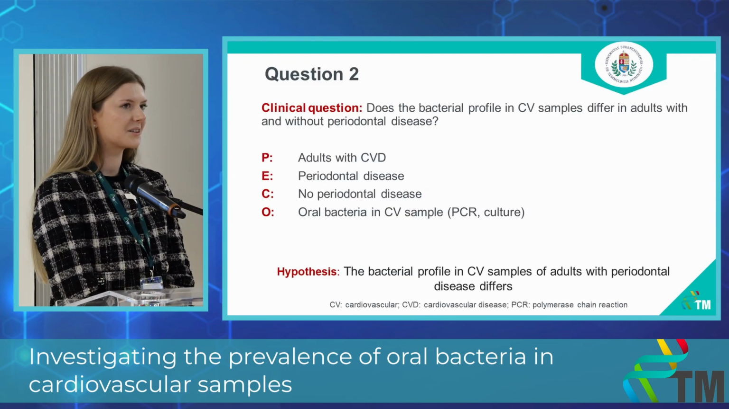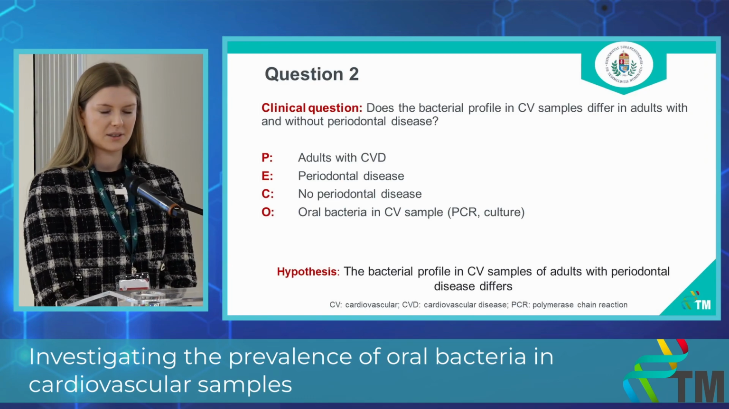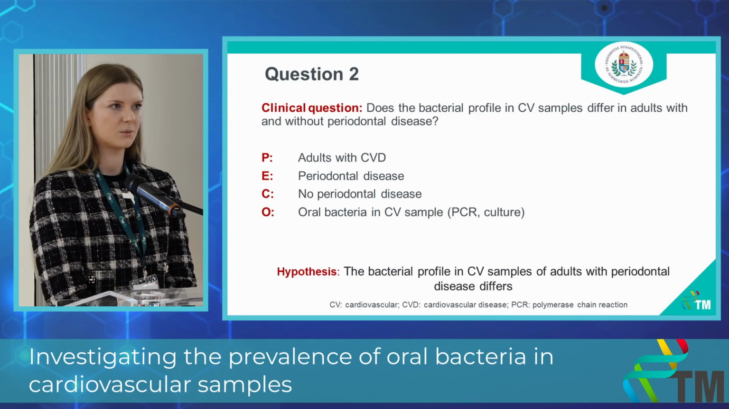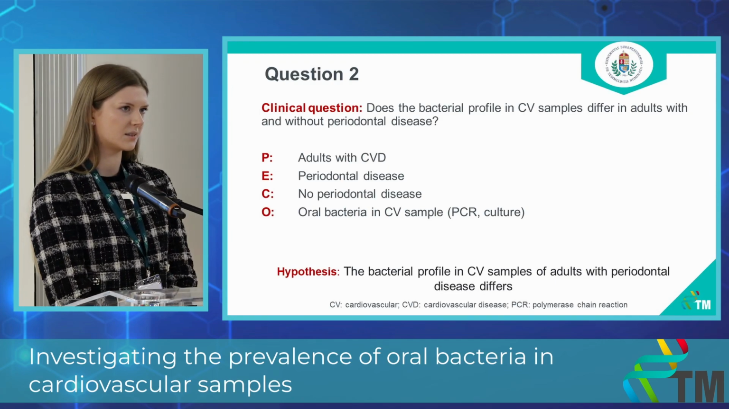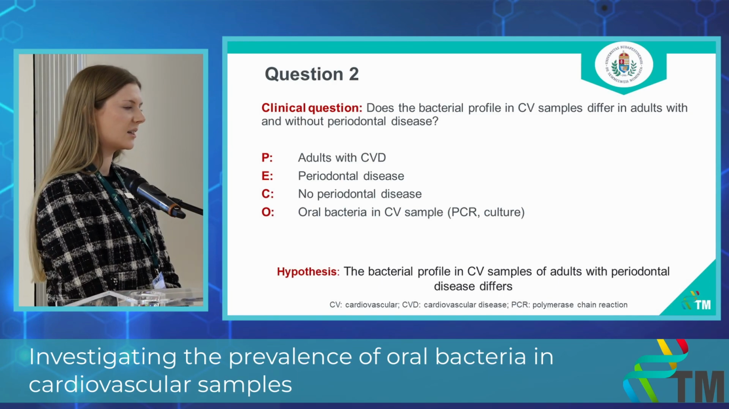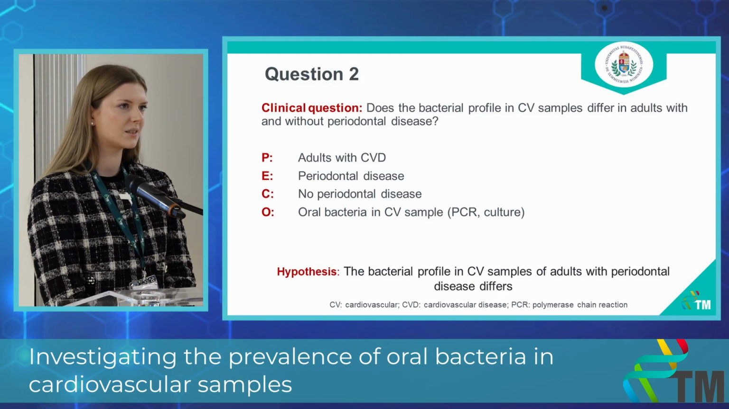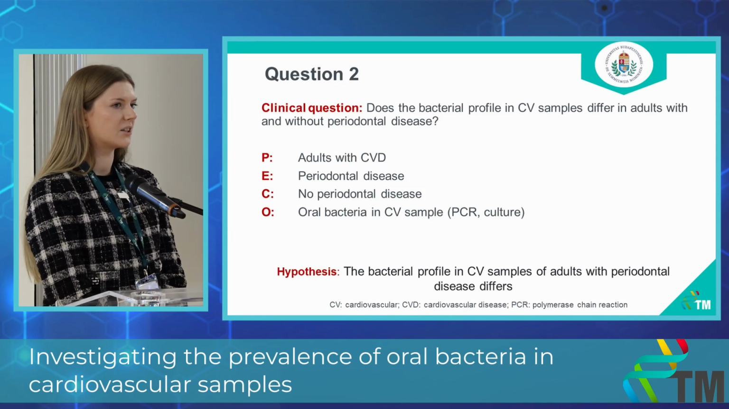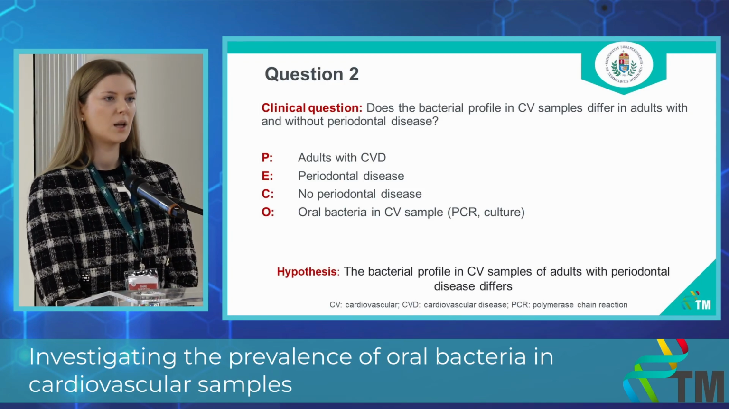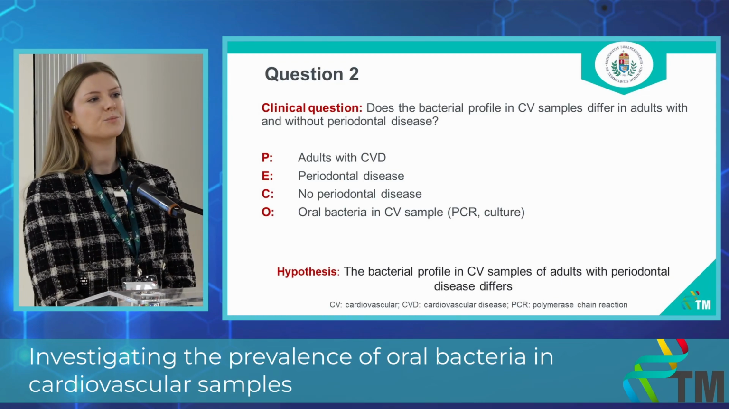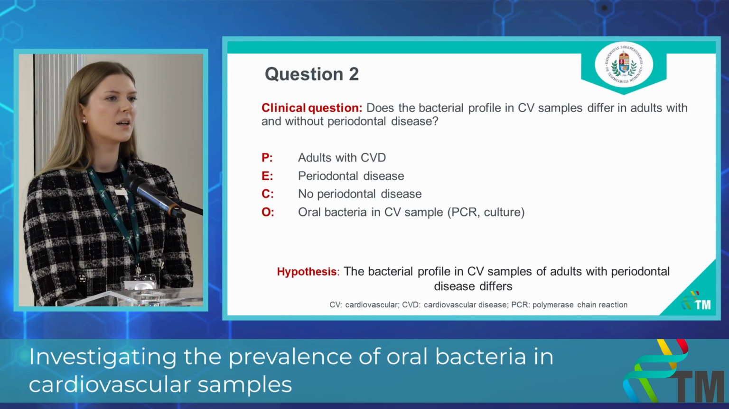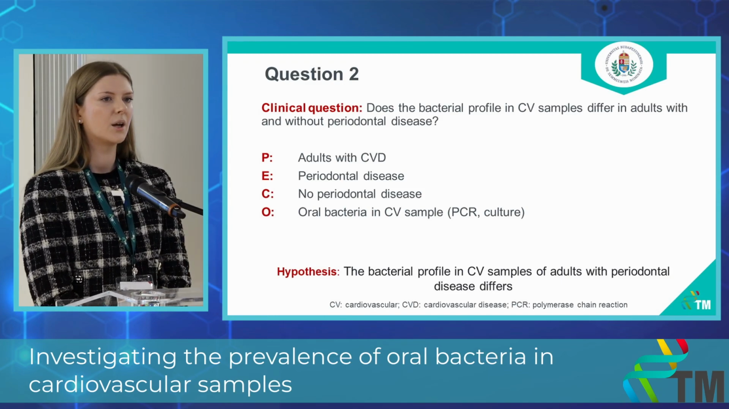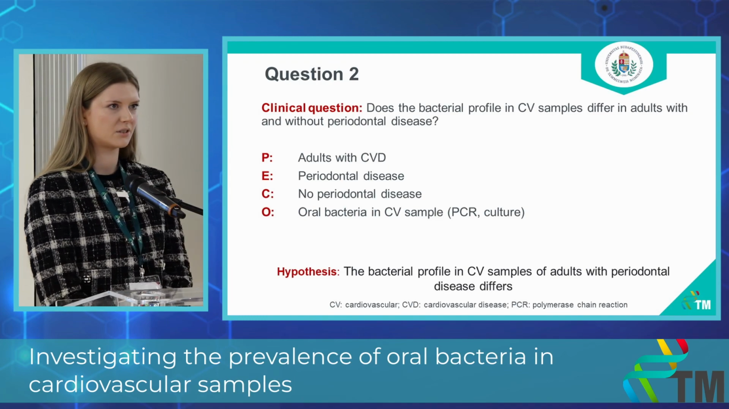Okay, and my second clinical question: does the bacterial profile in the cardiovascular samples differ in adults with and without periodontal disease? Our population is adults with cardiovascular disease, with and without periodontitis, and we're checking the oral bacteria in the cardiovascular sample by PCR and culturing methods. And our hypothesis: the bacterial profile in cardiovascular samples of adults with periodontal disease differs.